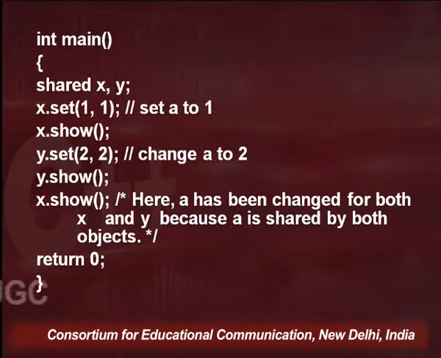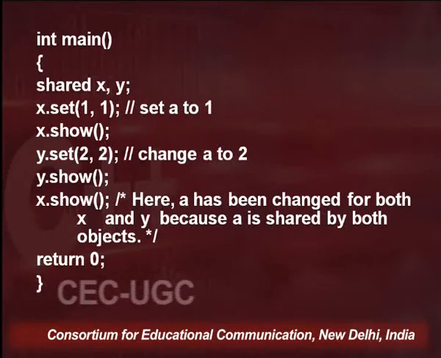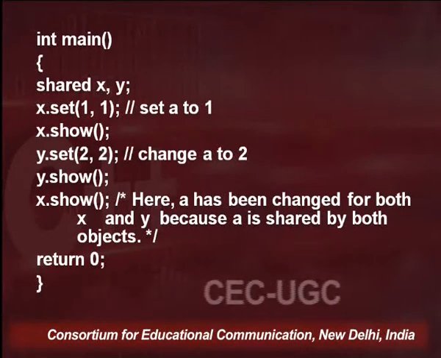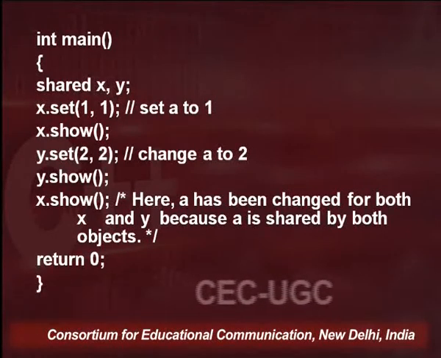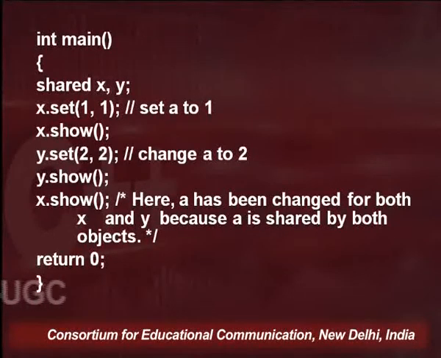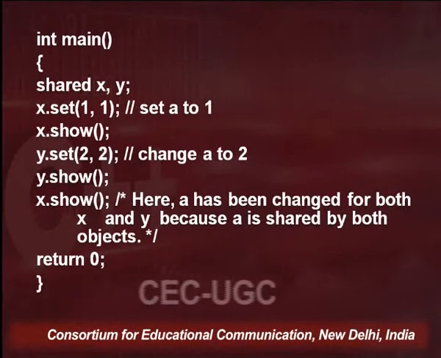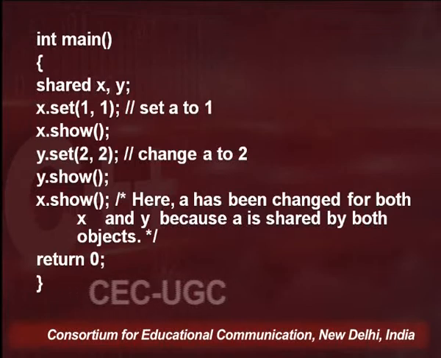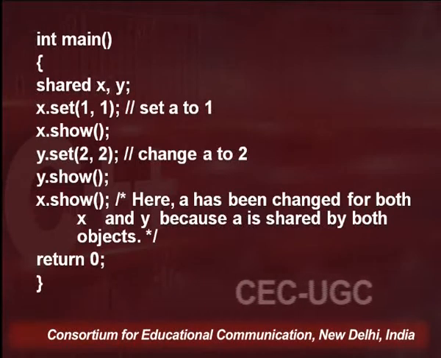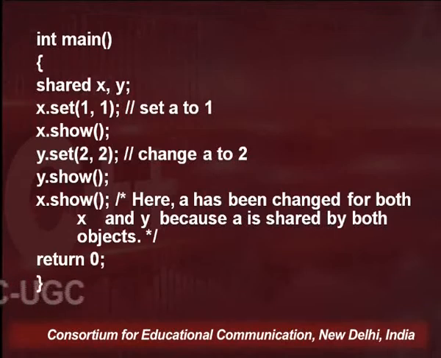The main function has two objects of the class shared, x and y. Here are two objects, if you can see, one object is x, another object is y, and these belong to the shared class, and with x and with y we are actually setting the variables a and b to different values. So let's see what is happening.